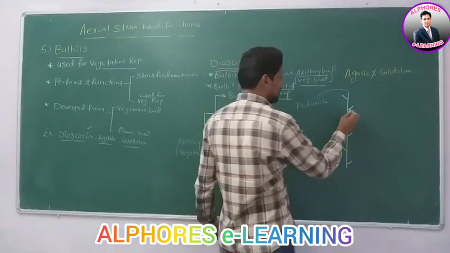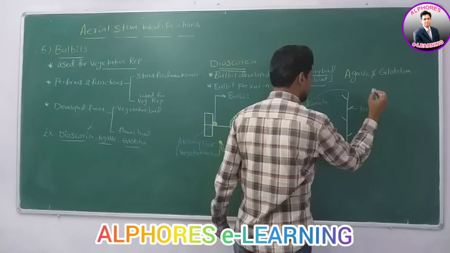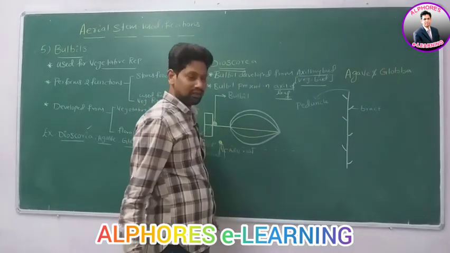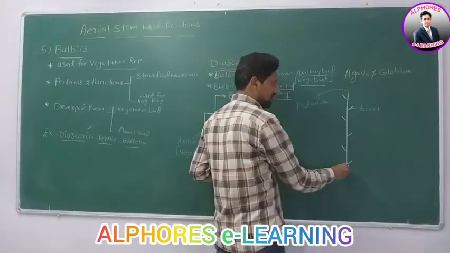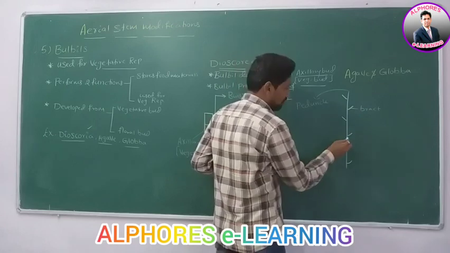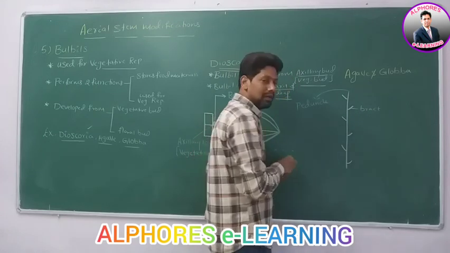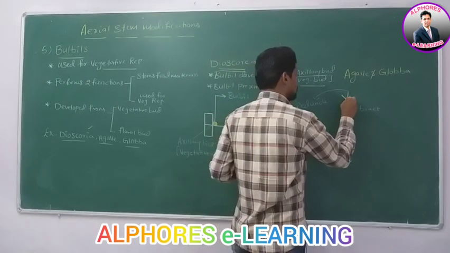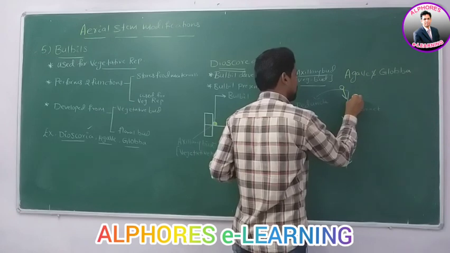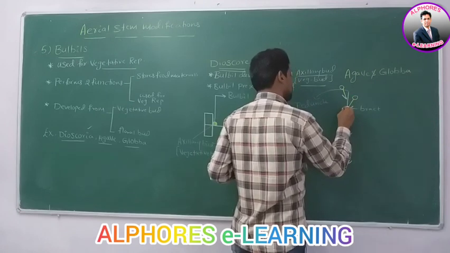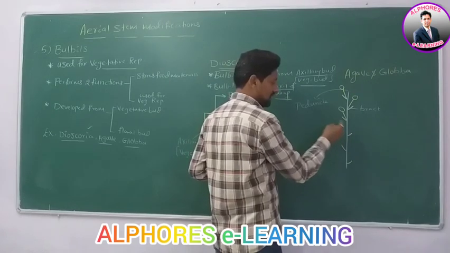Sir, what are these structures called? Bract. Yes or no? In the first class itself I told you this word, bract. Now you tell me, sir, this is a peduncle, this is a bract. What is this called? Axil. This is the axil of what, sir? Bract. From the axil of bract, what develops? Flowers develop.